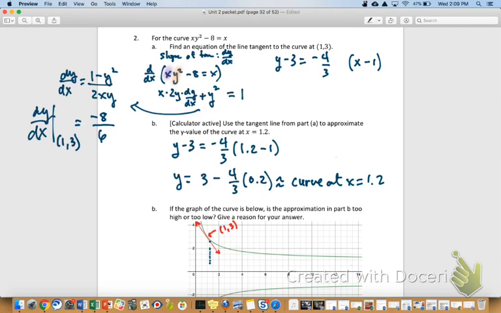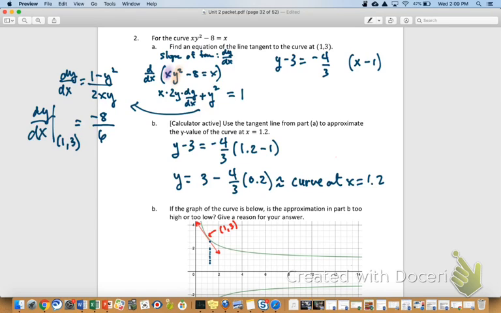So if I'm going to use that line and say, well, hey, the y value of the line was slightly less than 3, I would want to know if the y value for the curve was going to be higher than that or lower than that. Can you see at least graphically, you see how the curve is always vertically above the line? So we'd say our approximation using the line was too low.